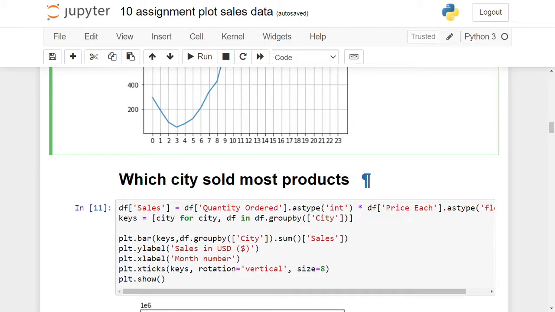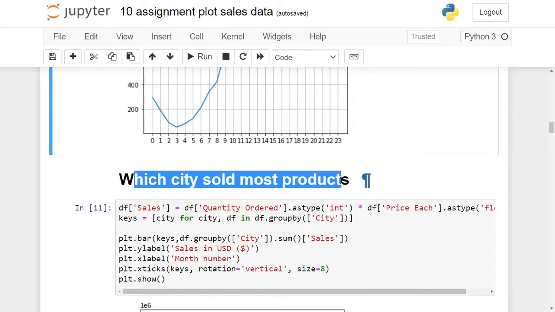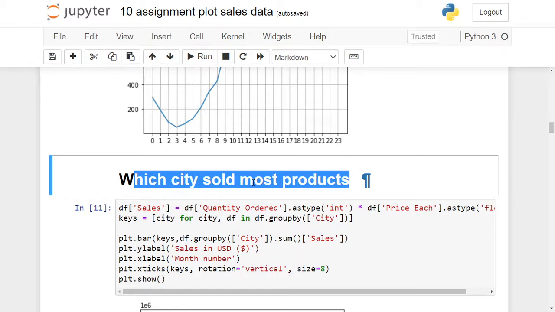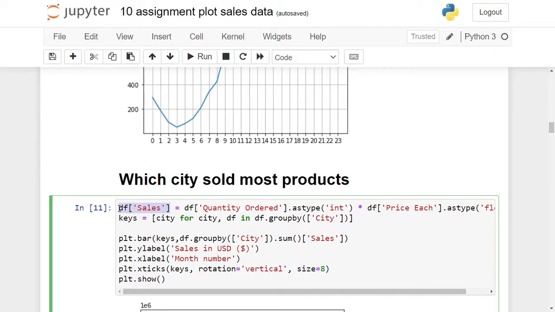And then the next question is which city sold the most products? In this question, we need to find the data about the sales. So in this example, we're going to get the quantity and the price of each. We can add a sales value to this data frame.